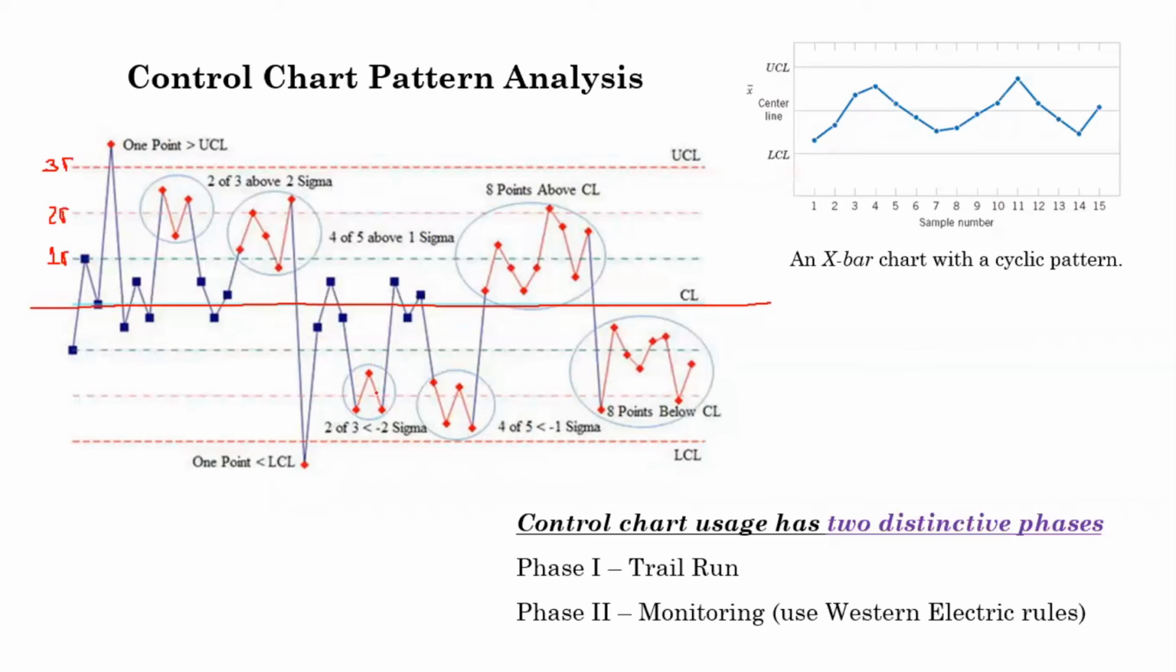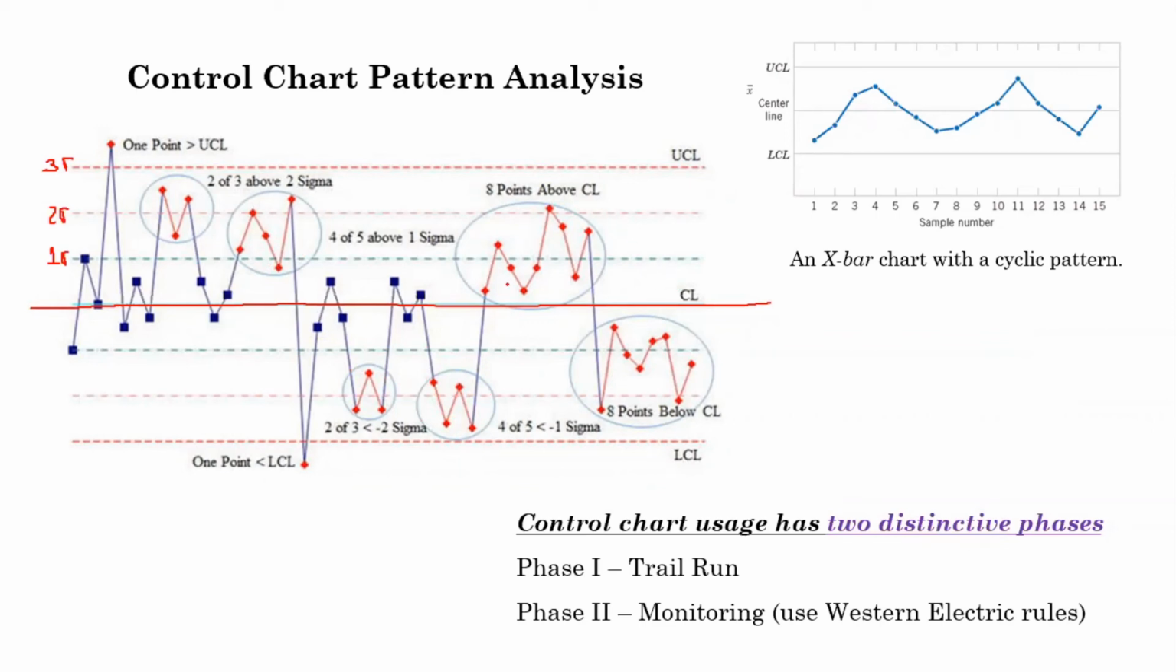So if out of the 3 consecutive points, 2 of them are below the -2 sigma warning line, then this is out of control. And if 4 consecutive points, just like this one, are below the first sigma warning level, then we consider it as a warning or a sign of an out of control situation.